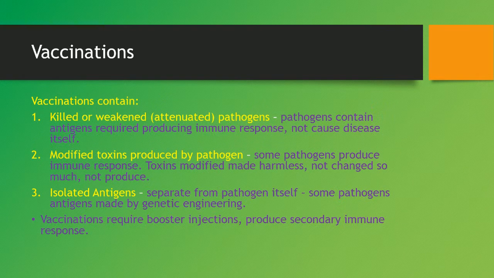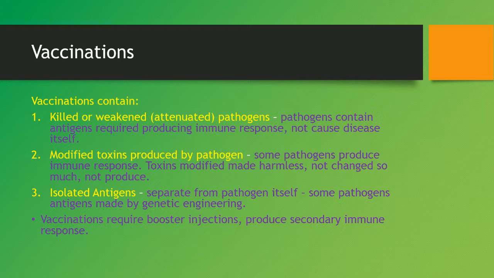Now, vaccinations contain one of three things. You can have the killed or weakened, or attenuated, pathogen, which will contain the antigen which requires the production of the immune response or the antibodies, but it won't actually cause the disease. You can also have a modified toxin which is produced by the pathogen. So some pathogens will produce toxins that will be modified to make them harmless, but not changed so much that they don't still produce the immune response. You also have isolated antigens, which are separated from the pathogen itself, as some pathogens' antigens will be made by genetic engineering.